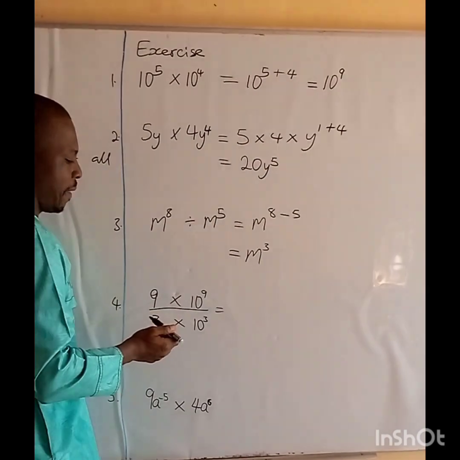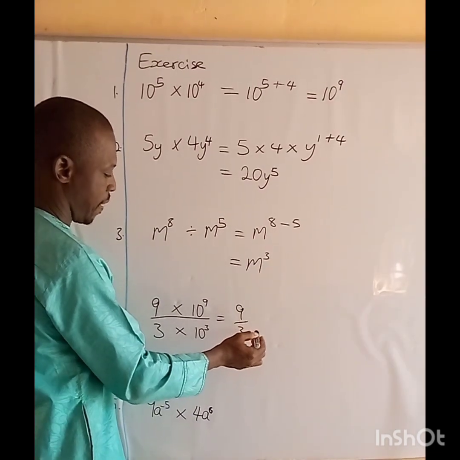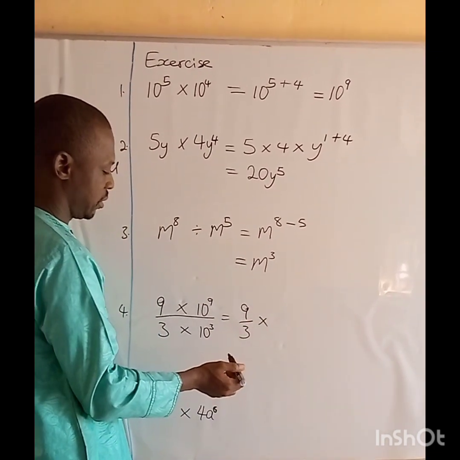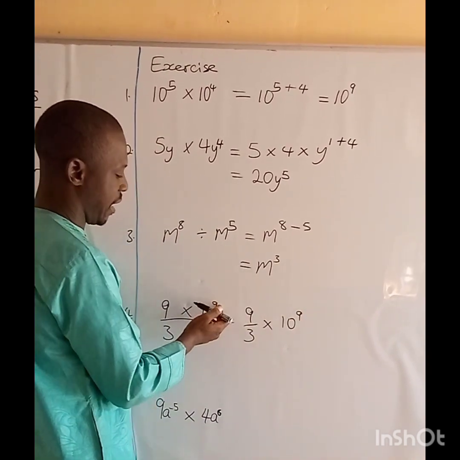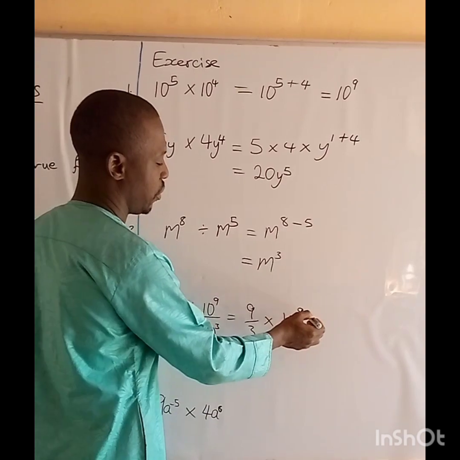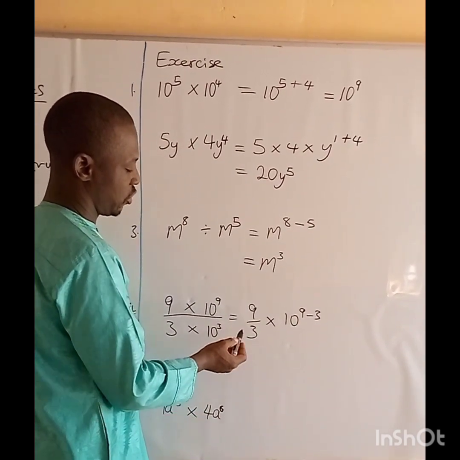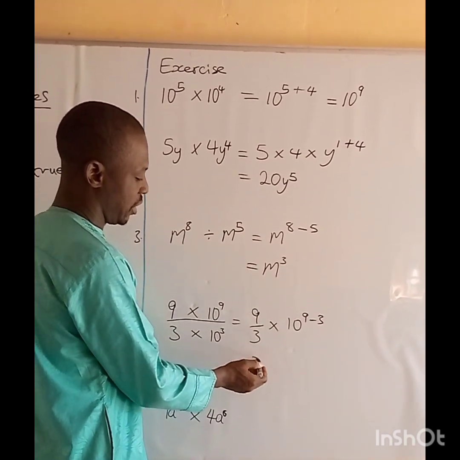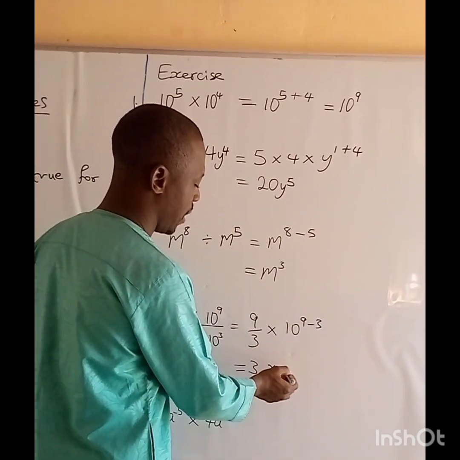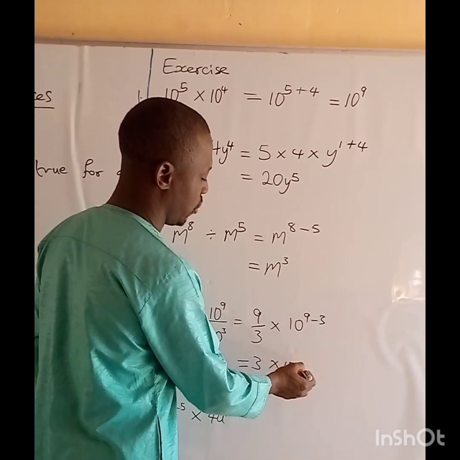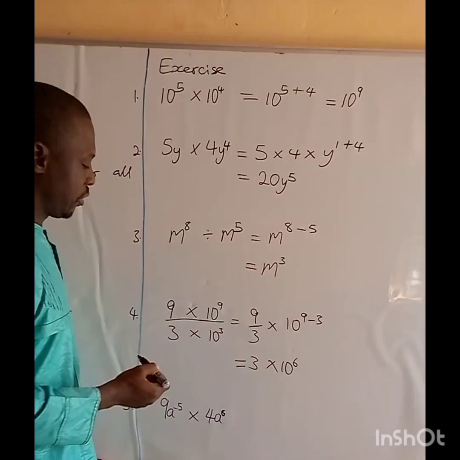Number 4, now we'll take 9 over 3 times 10 raised to power 9. This 9 here will divide this, which means we'll subtract the power. And then as a result of this, we'll now have 9 divided by 3 will get 3. And then 10 raised to power 9 minus 3 will give us 6. So this becomes the result for number 4.